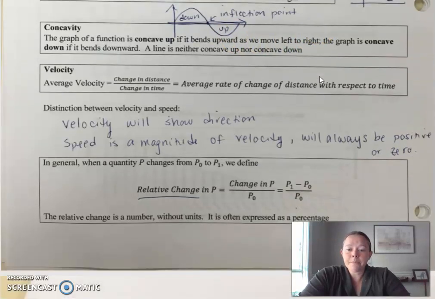Okay. And then velocity is your average velocity. You'll notice it's very similar. It is slope, the change in distance over the change in time. So average rate of change of distance with respect to time. The distinction between velocity and speed: velocity will show direction with a positive or a negative. Speed is just the magnitude of velocity. That is not something you need to worry about in this class, but it's good to keep that in mind.